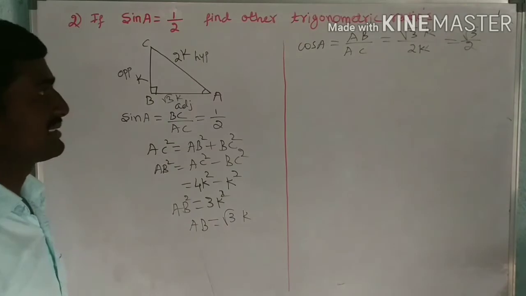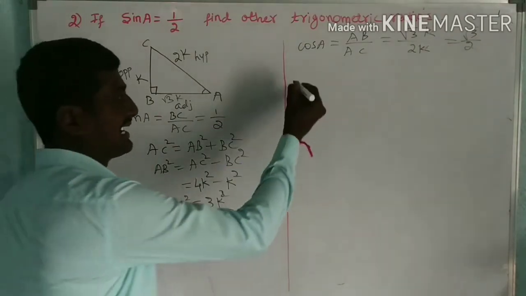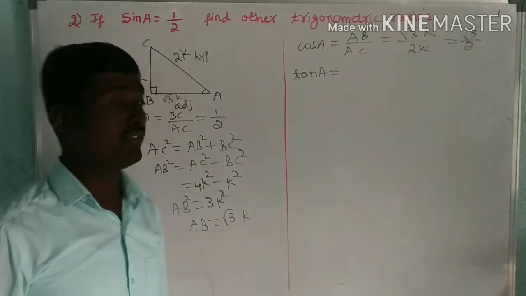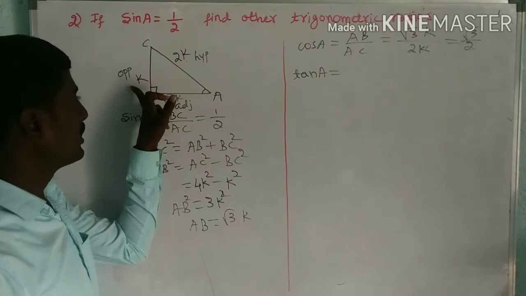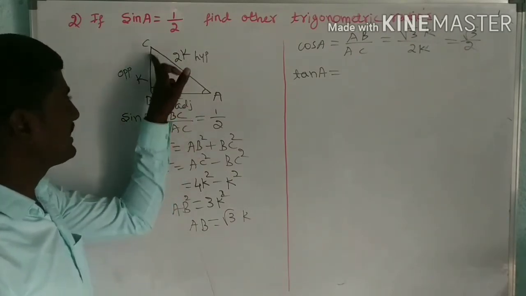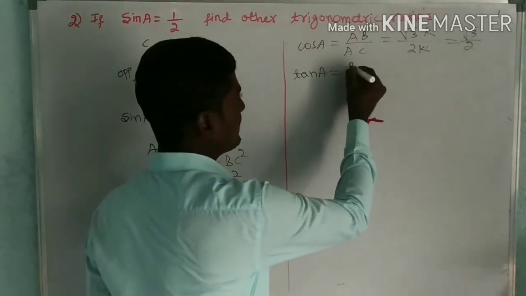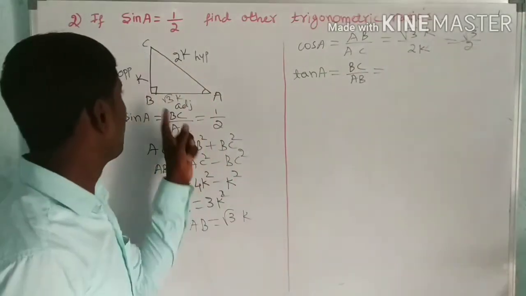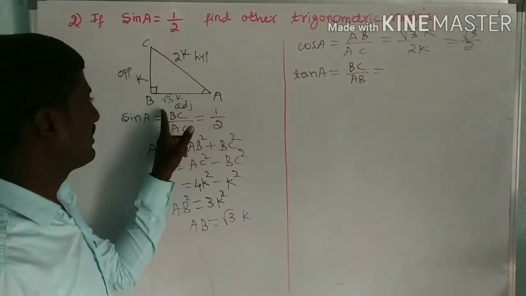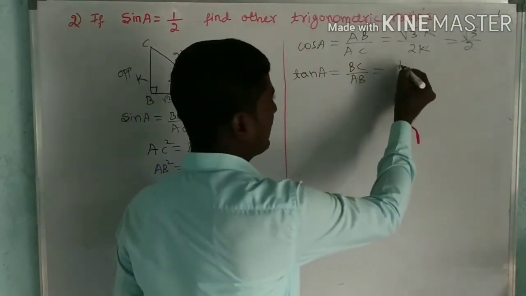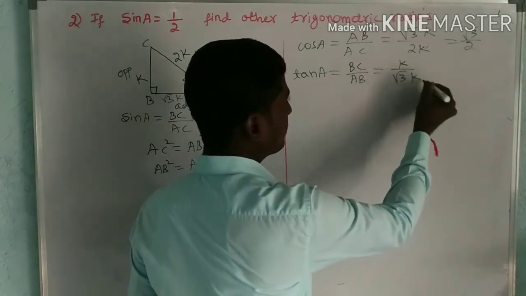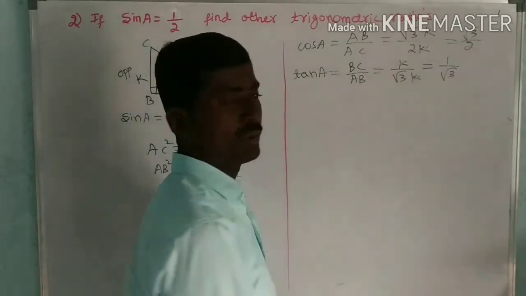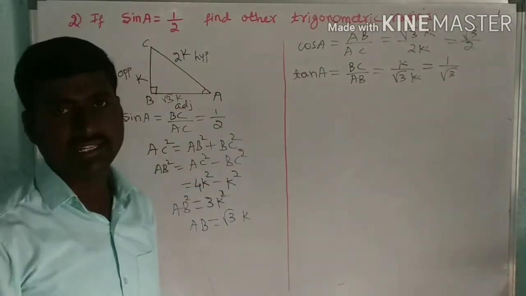Okay. Now cos is done. Next tan A. According to the formula, tan A is nothing but what? Opposite by adjacent. That is BC divided by AB. Now let us substitute the values. BC here is K. AB value is root 3K. Am I right? K divided by root 3K. Here also K will get cancelled. Remaining is 1 divided by root 3. That is tan A.